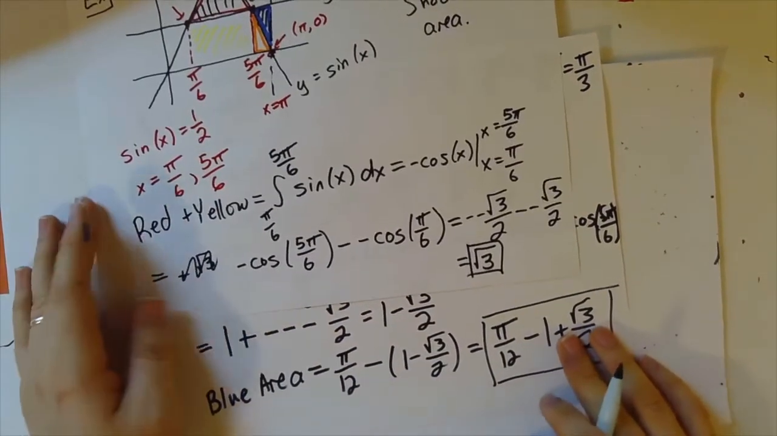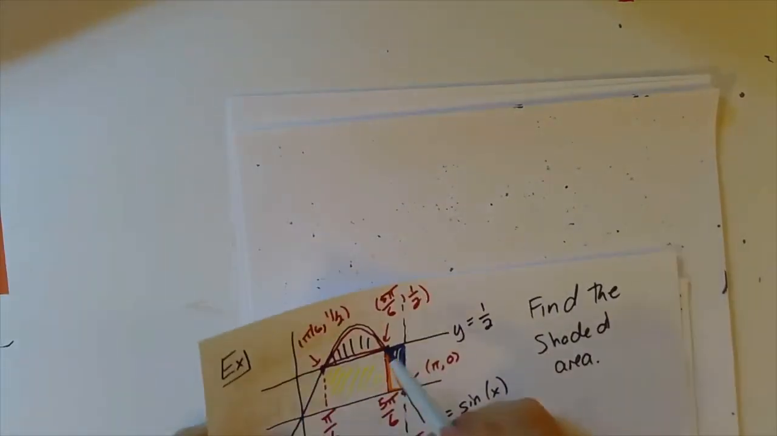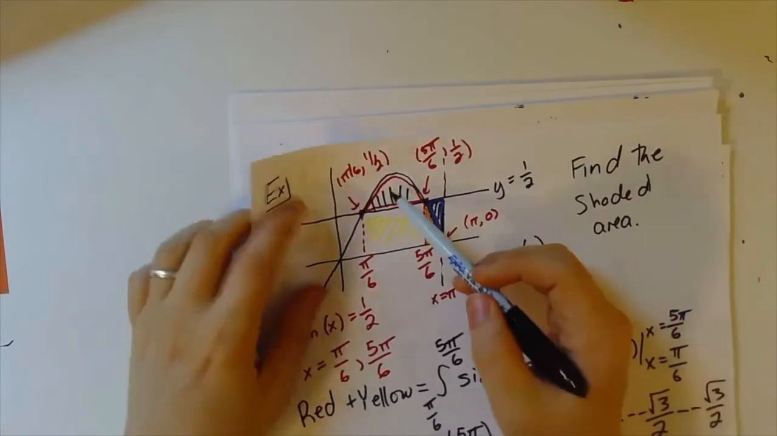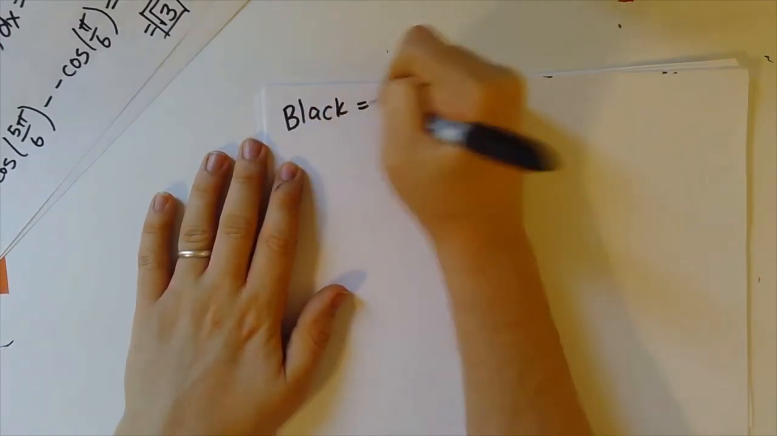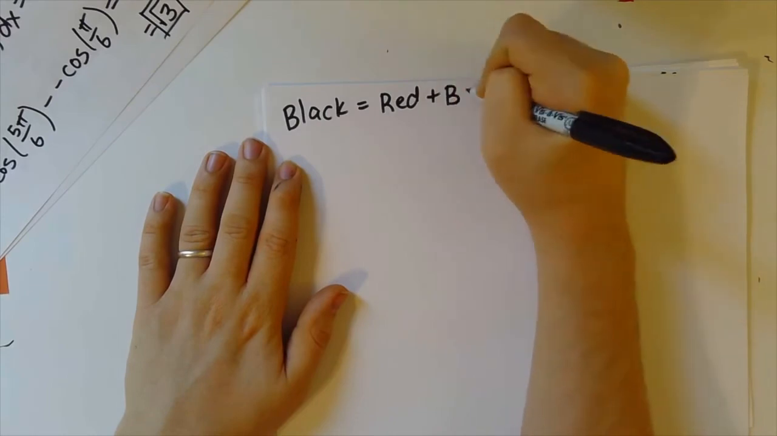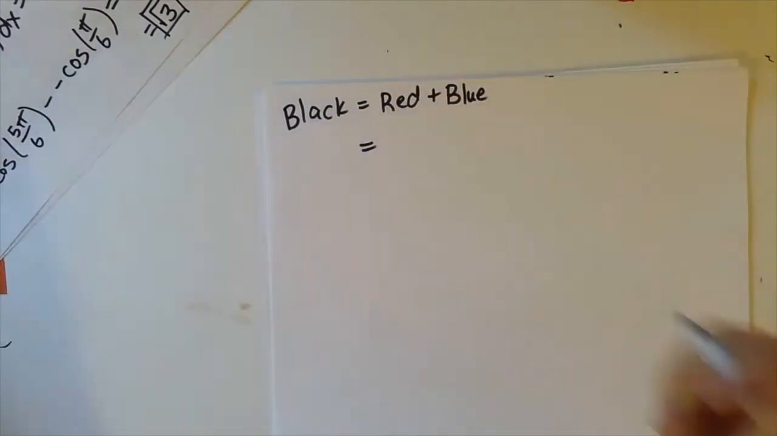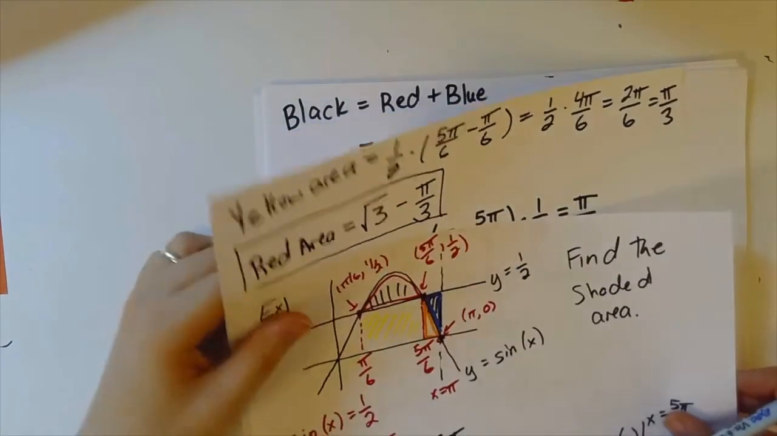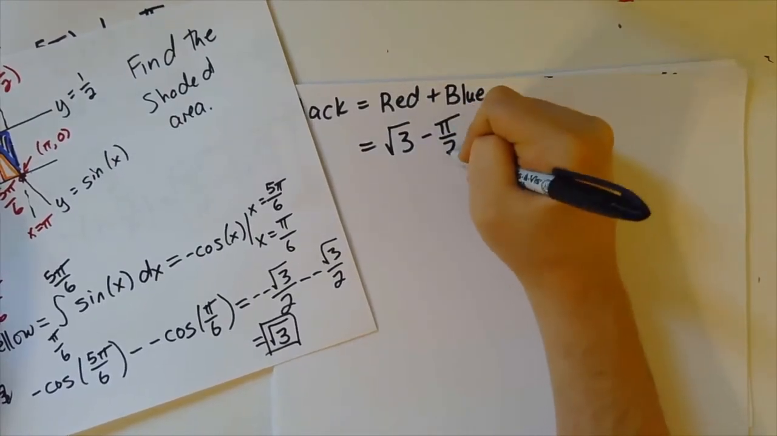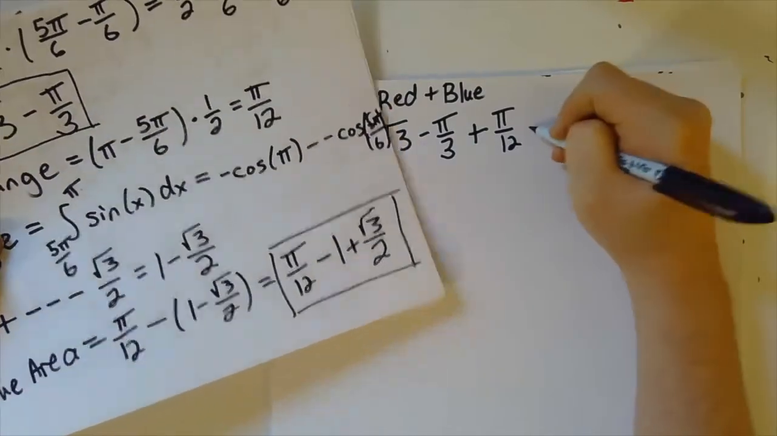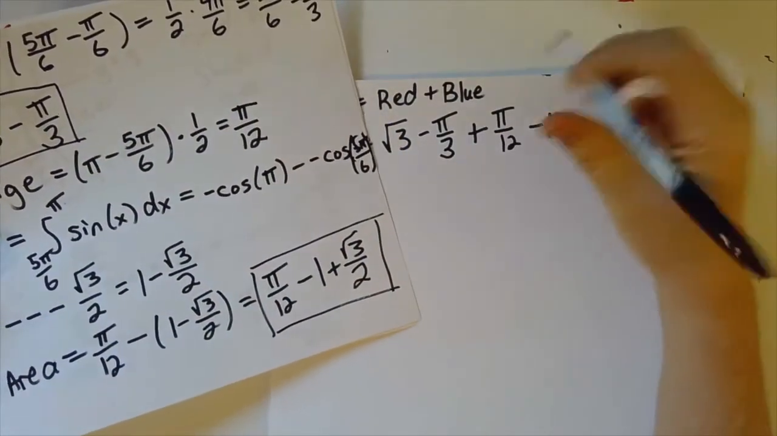Okay, and so now finally, we are able to calculate the final answer, which is that the area of my black shaded region is the combination of the red and the blue. So black equals red plus blue. And so here I just have to copy, okay, what was the red? The red area was the square root of 3 minus pi over 3. Plus, and then the blue area was this pi over 12 minus 1 plus the square root of 3 over 2.